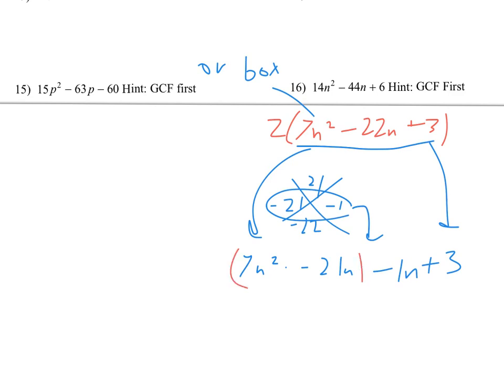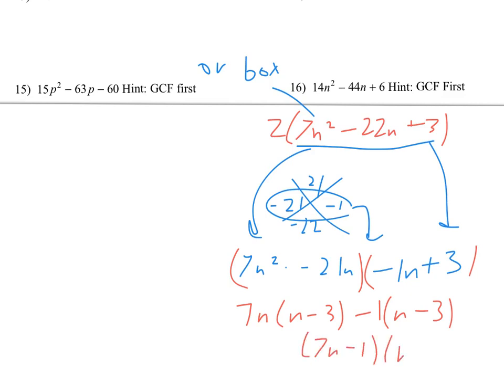And then I'll do the grouping here. So I'm going to take out a 7n, leaving me with n minus 3. And on this one, it looks like you can't take out anything, but I'm going to take out a negative 1, which makes it n minus 3, so they match up. So then I'm going to get 7n minus 1 and n minus 3.